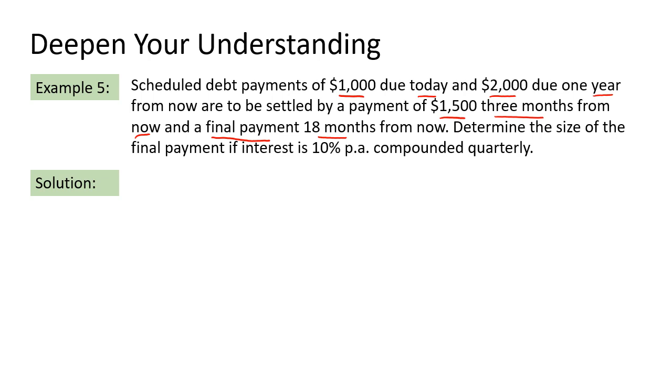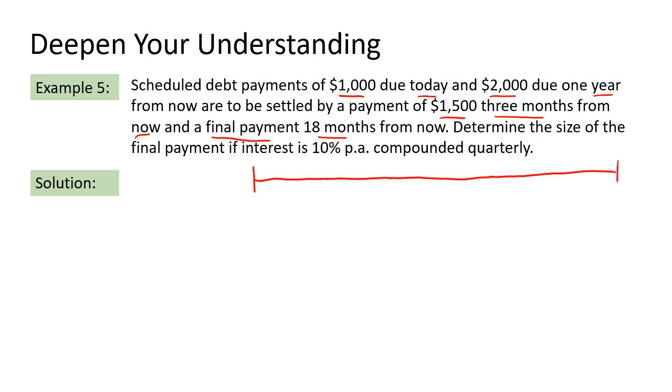So you'll see here we have scheduled debt payments, okay? And instead of actually paying those off at the scheduled times, you're paying them off with 2 separate payments, one that's provided in the question of $1,500 and a final payment which we need to figure out. And like I said, in every other question, the easiest way to see this is to visualize it.